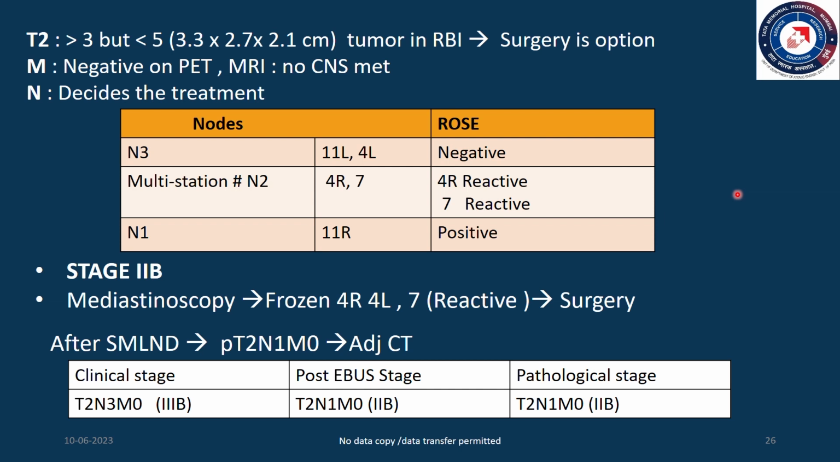In my institute, what we do is, if the EBUS is negative, the patient is taken for mediastinoscopy. In the same setting, if the mediastinoscopy comes negative, on the same day, under the same anesthesia, the patient undergoes lobectomy or pneumonectomy, whatever procedure he can qualify for.